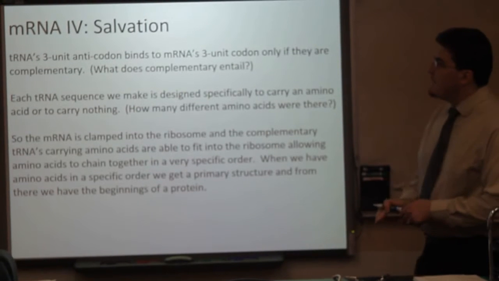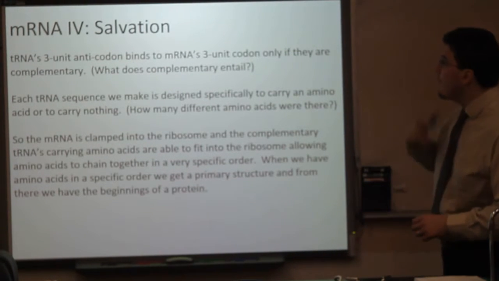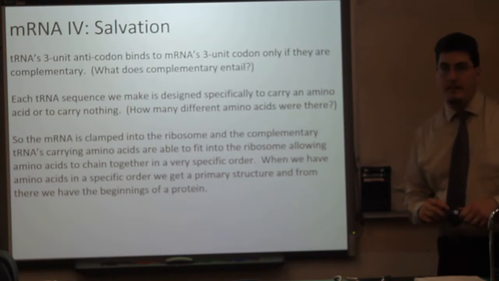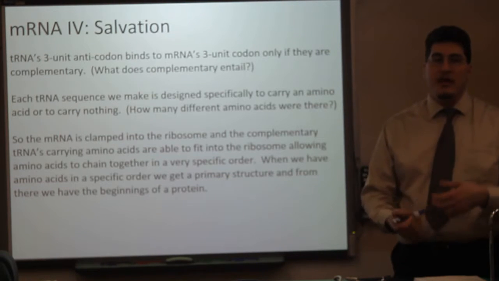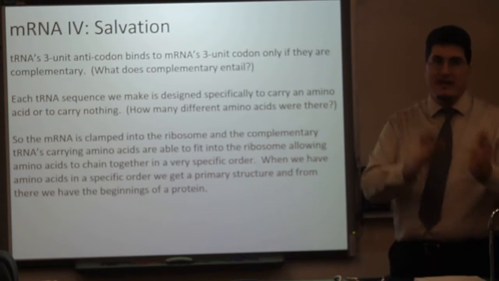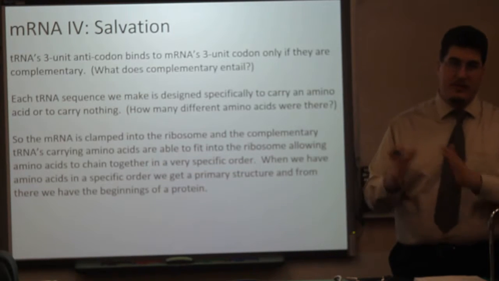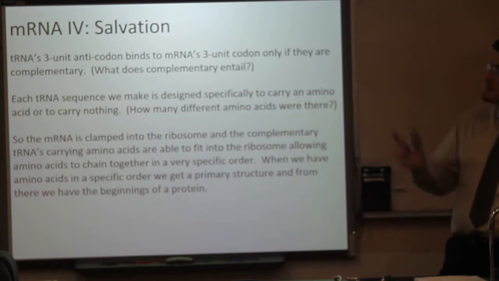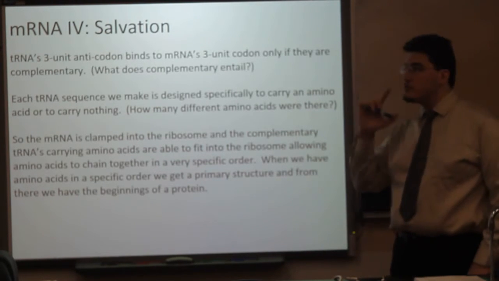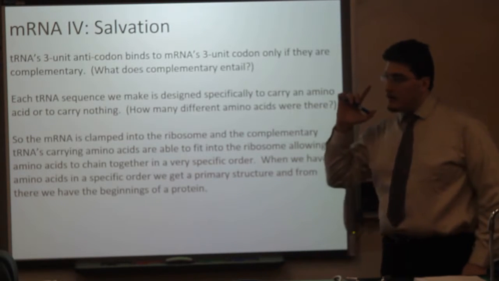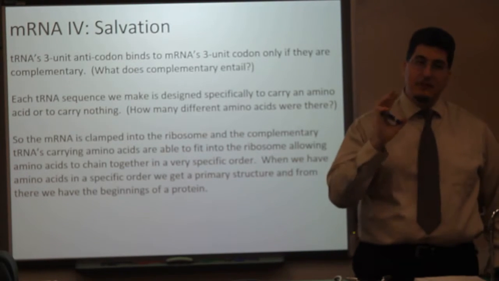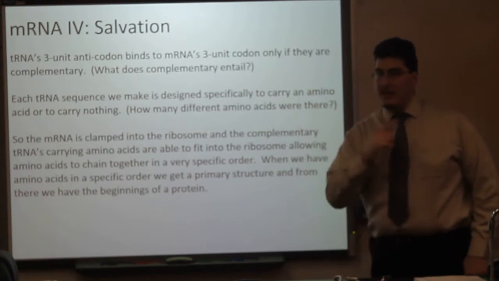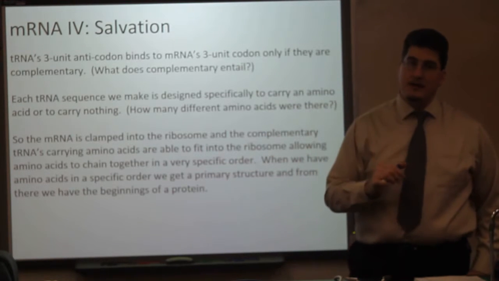The tRNA's 3-unit anticodon will bind to the mRNA's 3-unit codon only if they are complementary. That complementarity entails that A matches with U, or U with A, and C with G, and vice versa, G with C. Each tRNA sequence we make is designed specifically to carry an amino acid or to carry nothing. We can carry up to 20 different amino acids. There are 20 amino acids in our library. Or nothing at all. That becomes a stop codon.